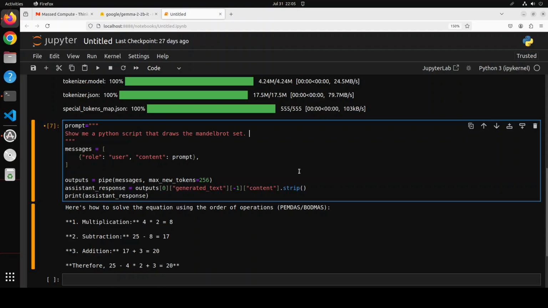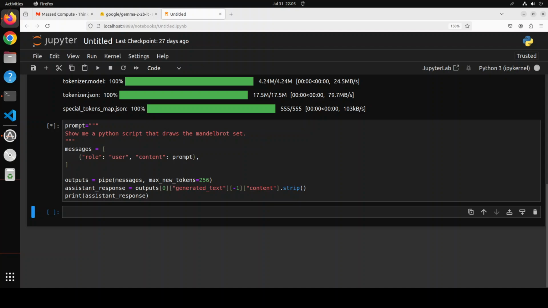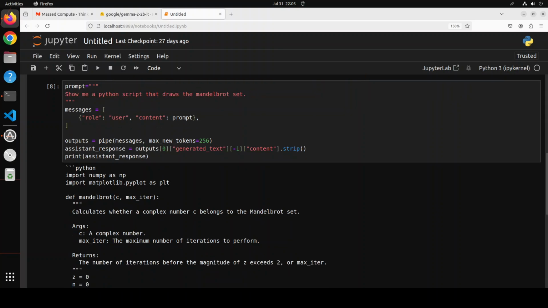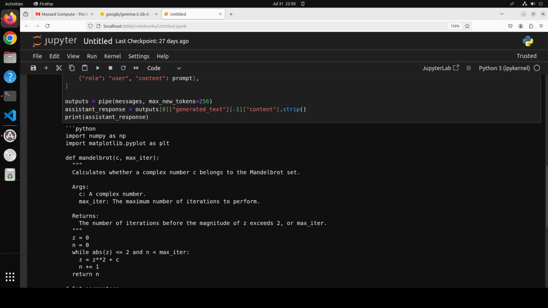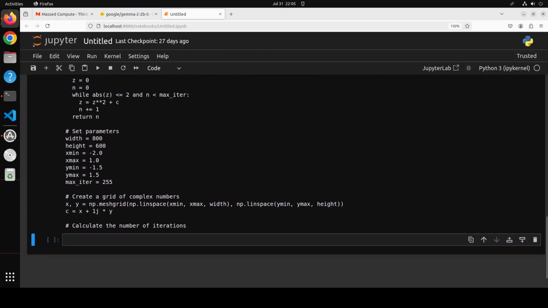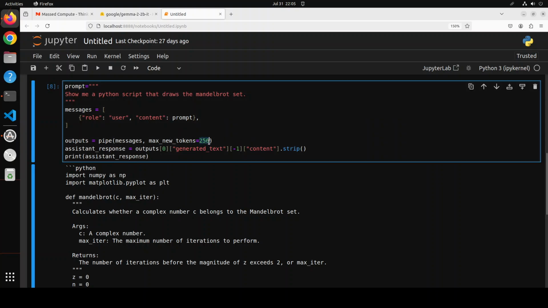In the coding one, I'm asking it, show me a Python script that draws a Mandelbrot set. It's a complex geometrical problem. So let's wait for the model to come back and look at the response which the model has produced. So it has gone with matplotlib, numpy, and not only that, it is also telling us a parameter, and then it is going on and on because it has cut it here as my max length is just 256, as you can see here. If you increase it, it will give you more.